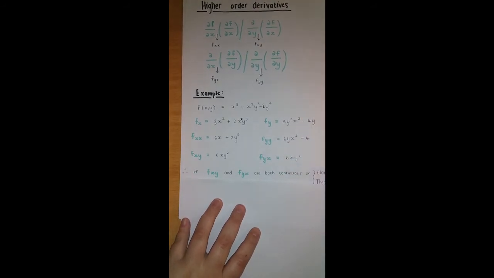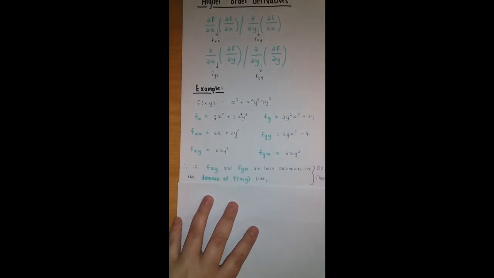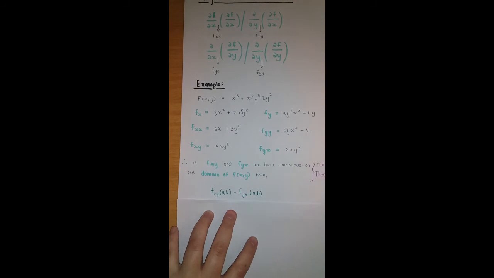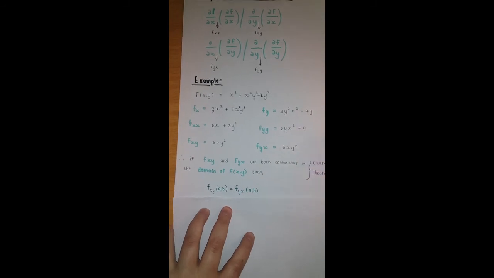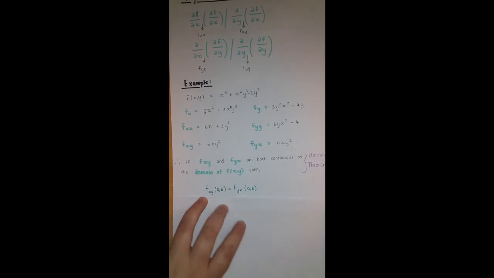And if f of xy and f of yx are both continuous on the domain of f, then f of xy at a point is equal to f of yx at a point. And this, you'll see, is called Clairaut's theorem. So basically, Clairaut's theorem is just telling you that f of xy is the same as f of yx if they are both continuous on the domain of f.